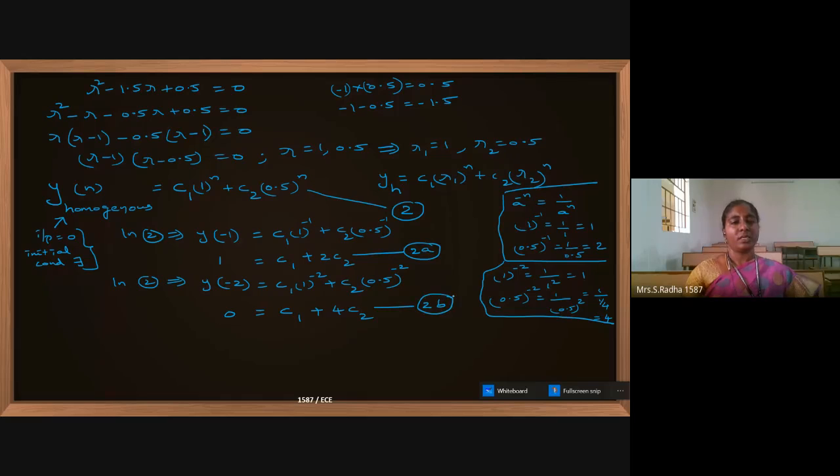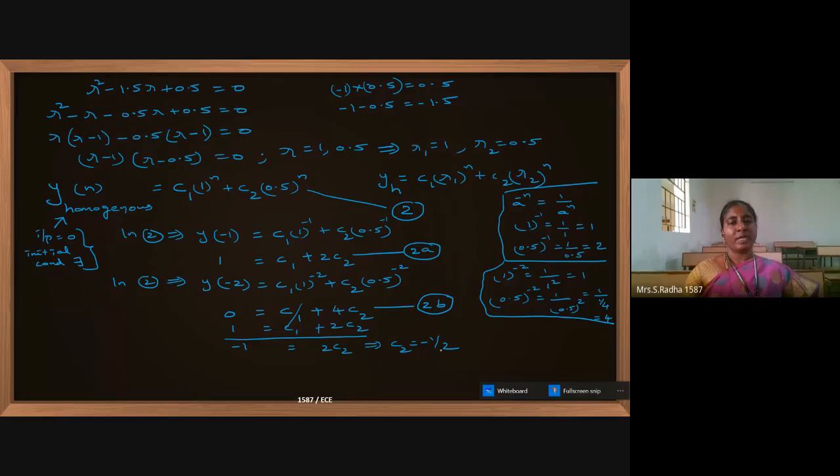Now solve 2a, 2b. Put them one below the other. So what you will have is C1 plus 2 times C2. If you subtract, it will be minus 1. This will cancel, and here it is 2 times C2. And the C2 value is minus half.